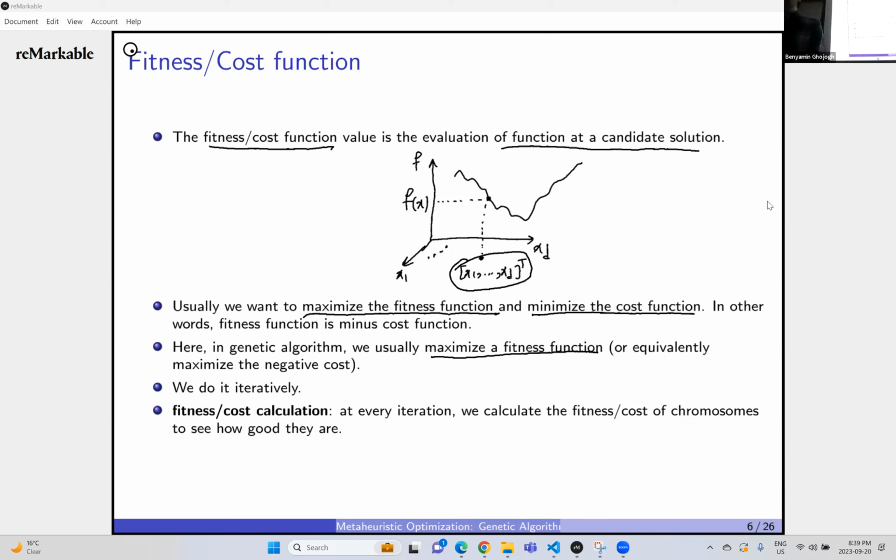In genetic algorithm, we usually maximize a fitness function, or equivalently maximize the negative cost. Therefore, if I have minimization of a cost, I can convert it to maximization of minus cost. So I can consider minus cost as a fitness function. Okay. Fitness or cost calculation. So at every iteration in the genetic algorithm, we calculate the fitness or cost of chromosomes to see how good they are. You agree? Every chromosome is some point in this optimization landscape. It has some cost. So I can evaluate the cost of every chromosome or every particle, whatever you want to call it.